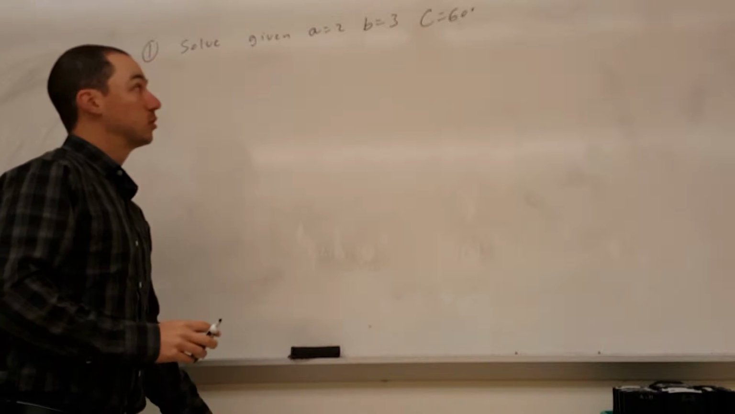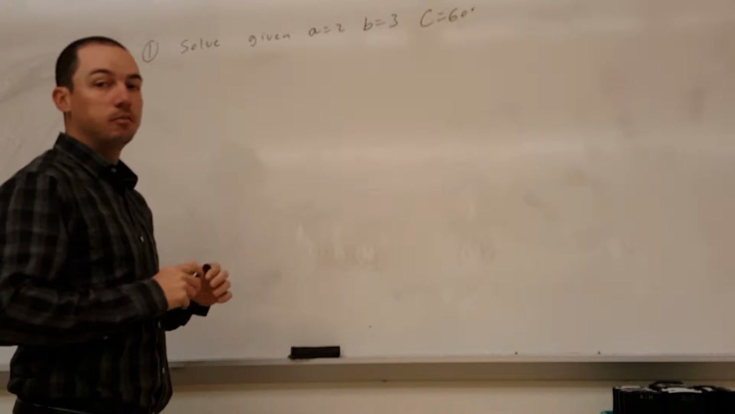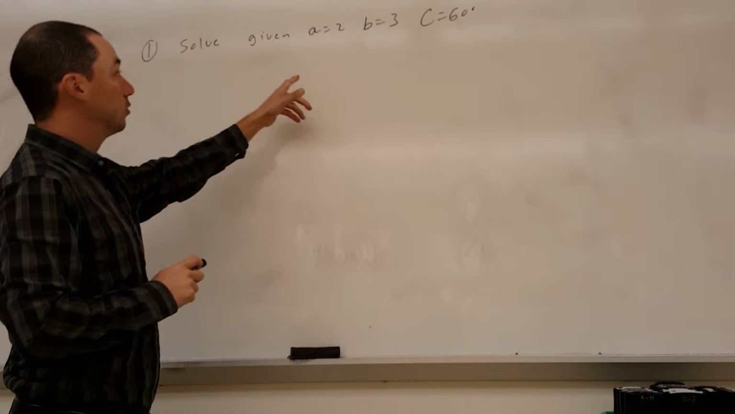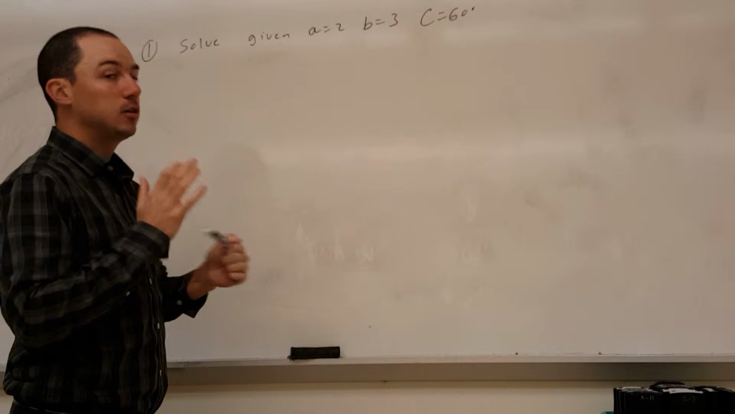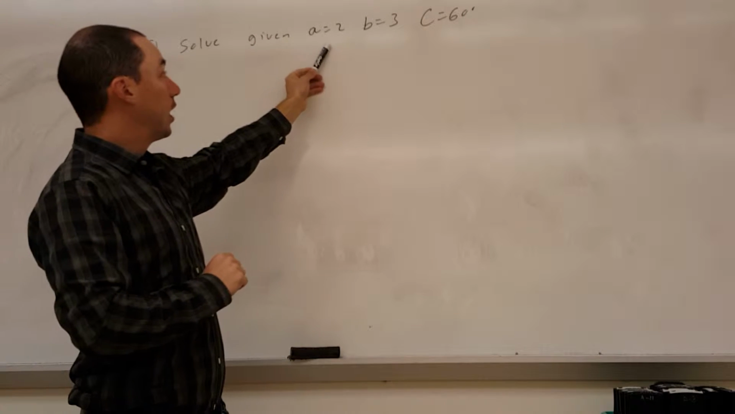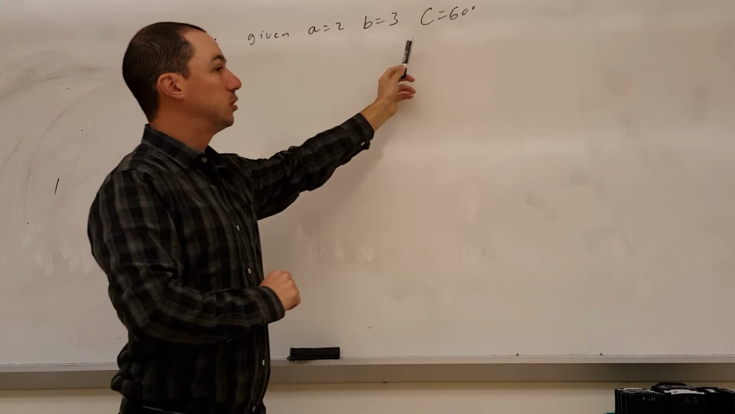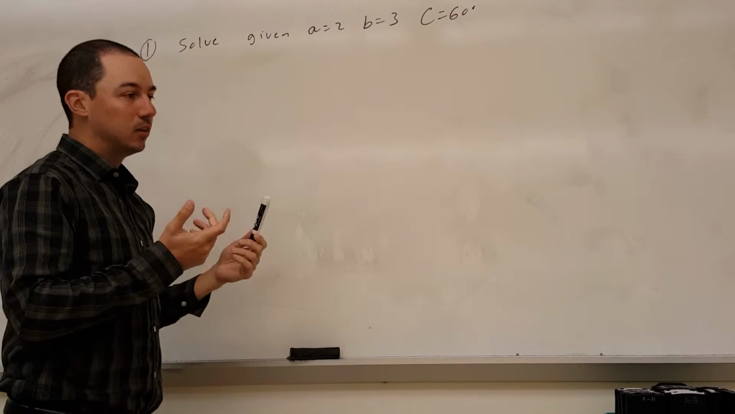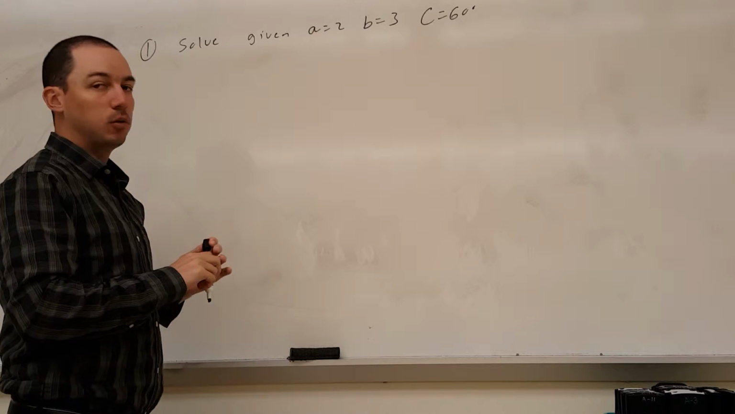First problem here, we're going to solve given this information. Remember, solve means you find all pieces of the triangle, all angles, all sides. Given a equals 2, b equals 3, C equals 60. Now you might eventually get good and realize that side a, side b, and angle C is going to be side, angle, side. But it takes a while to figure that out.